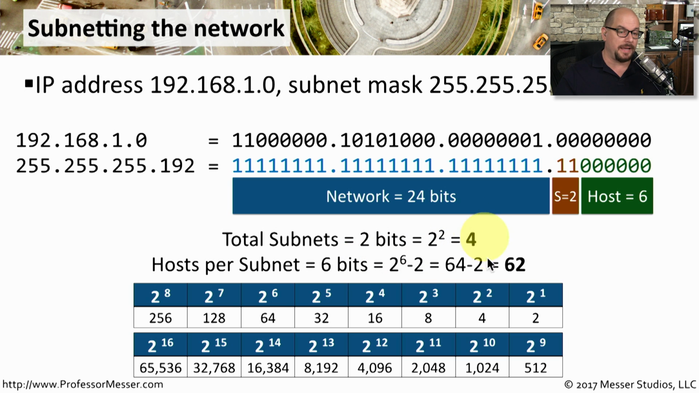We now have 4 subnets, and we have 62 possible hosts per subnet, all because we were able to remember that powers of 2. But of course, even this process requires that you do a little bit of work. You need to convert things to binary.